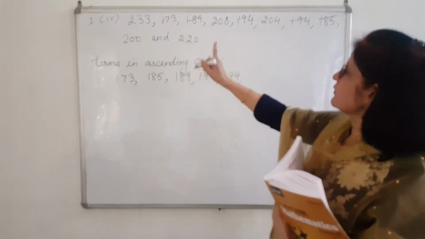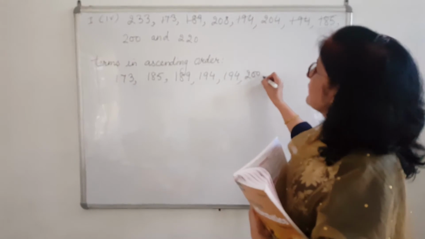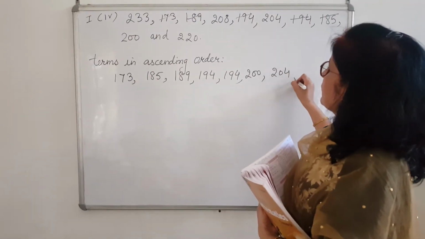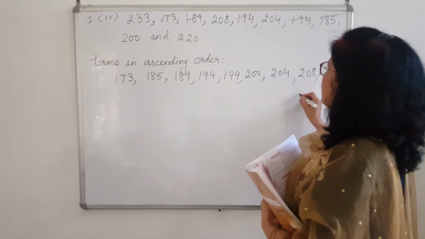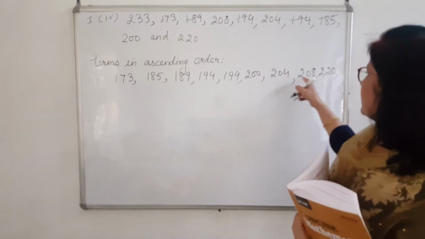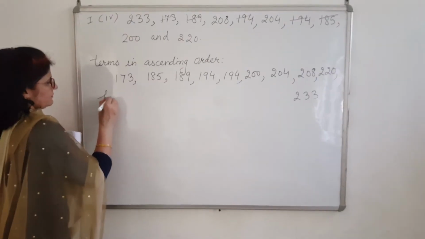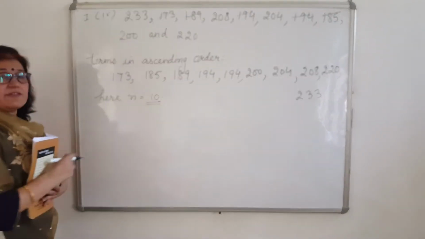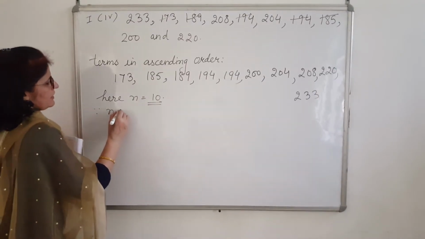Whatever comes left. Now 200, then 204, 208, 220 and 233. Now count it. 1, 2, 3, 4, 5, 6, 7, 8, 9, 10. Here n is 10. Is 10 even or odd? It is an even number.